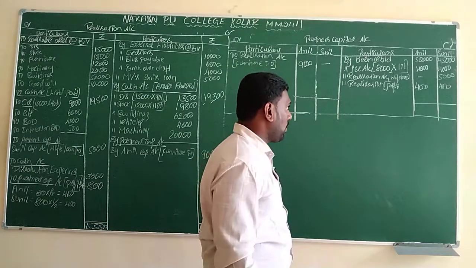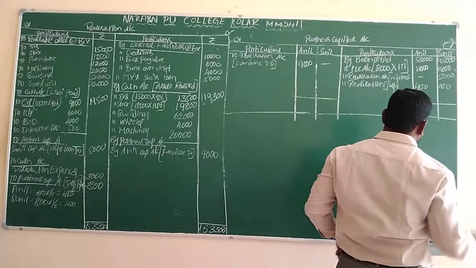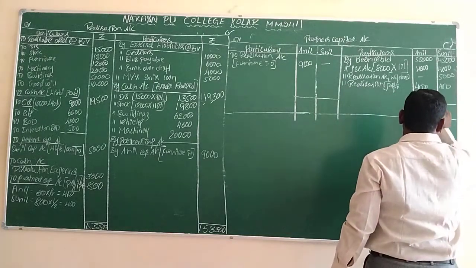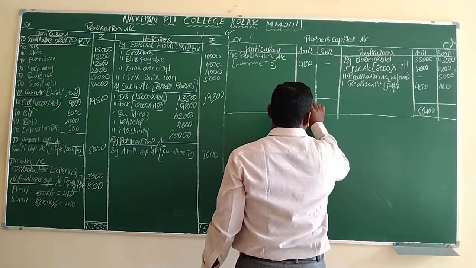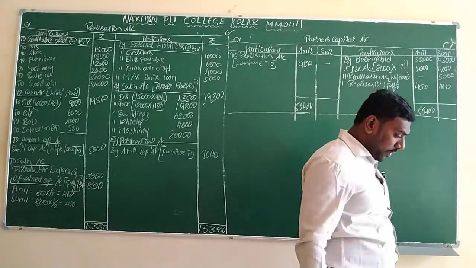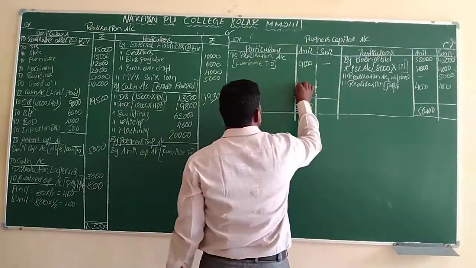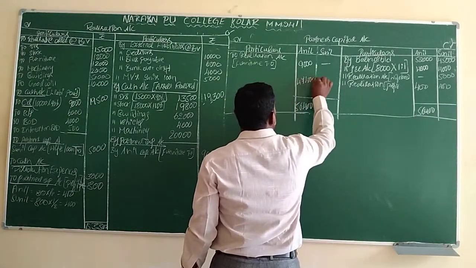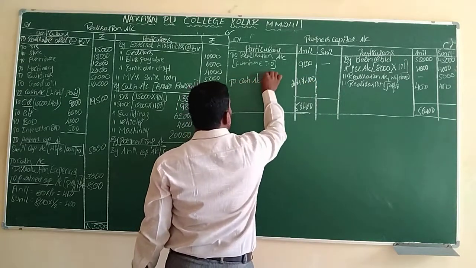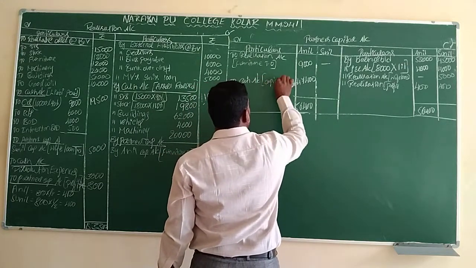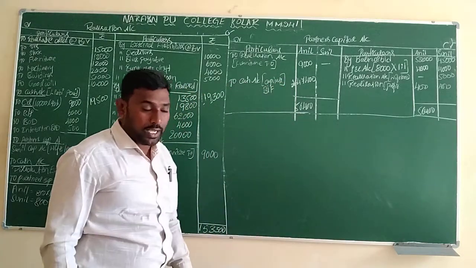So now we have to close the account. 52 plus 4 is 56, 56 plus 400, 56,400. So here also 56,400 we have to write. 56,400 minus 9,000 we will get 47,400. We write the balance figure and give the heading to cash account, in brackets capital. This amount we have to pay when we close the company.